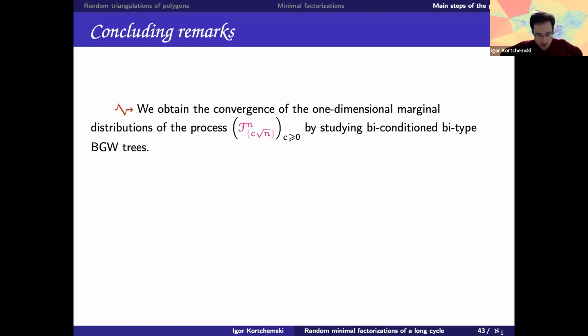To conclude, we have shown the convergence of the one-dimensional marginal distributions for C fixed. And also one of our goals was to develop in parallel a machinery to study multi-type, multi-conditioned Bienaymé-Galton-Watson trees, which is of independent interest.